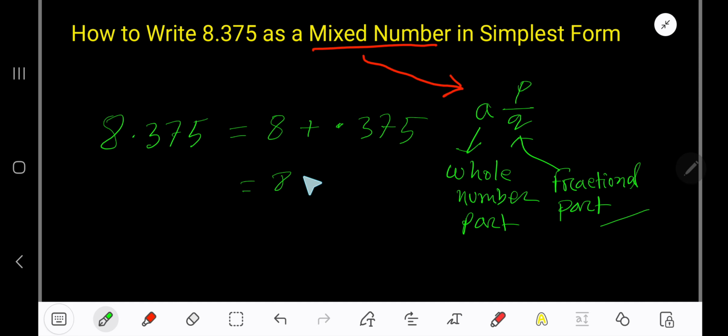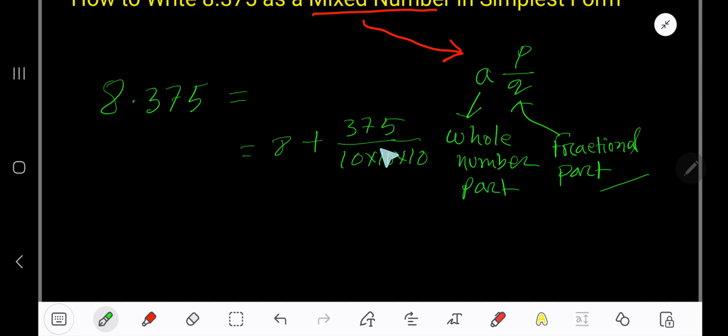Now we need to convert this fractional part in decimal form to p by q form. So we need a numerator and a denominator. For the numerator, just write the number skipping the decimal, and for the denominator, for every digit after the decimal you have to consider 10. We have 3 digits after the decimal, so write 375 over 1000.